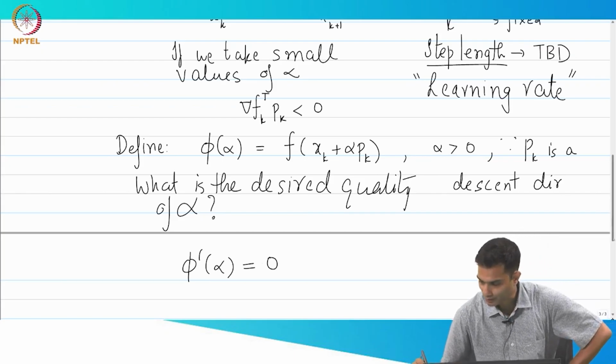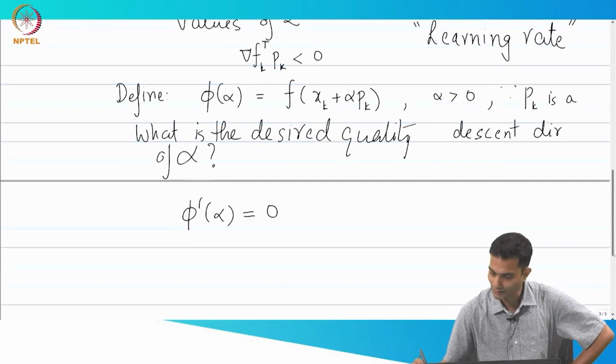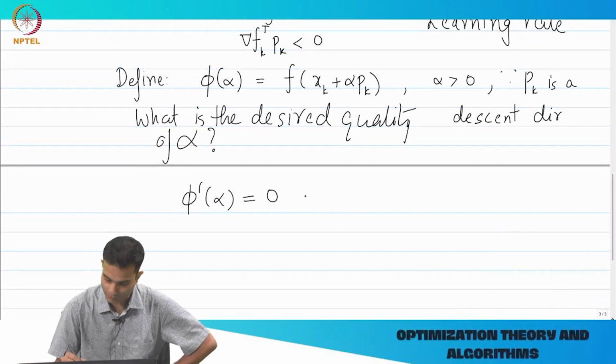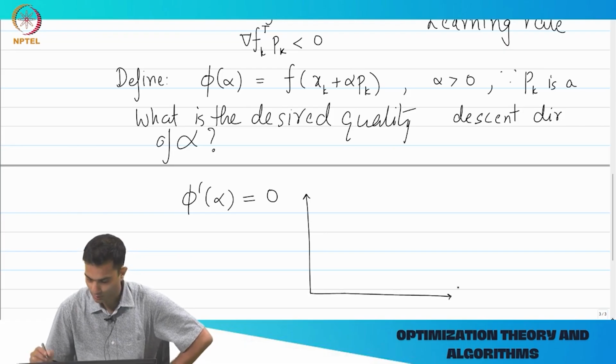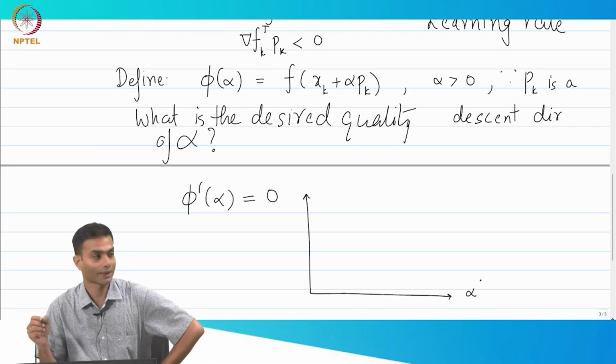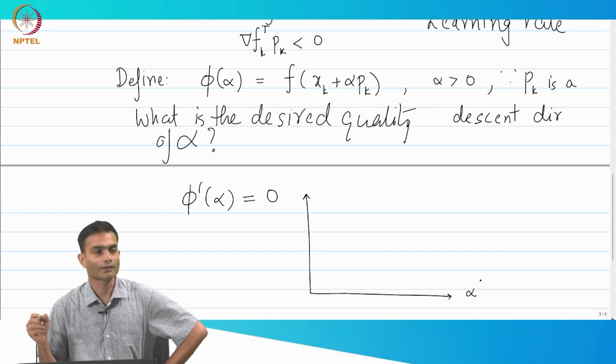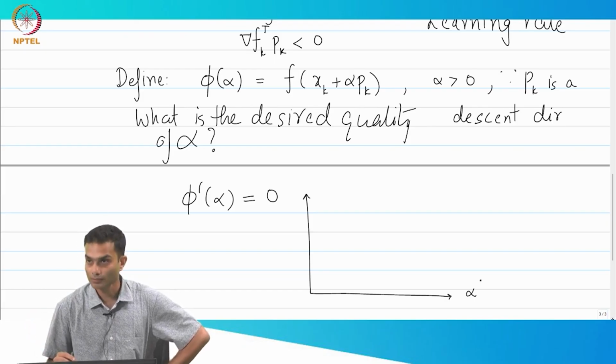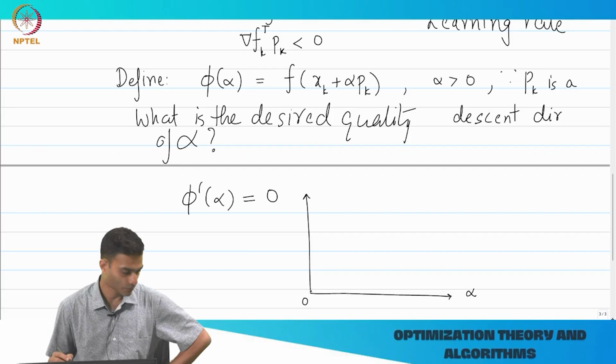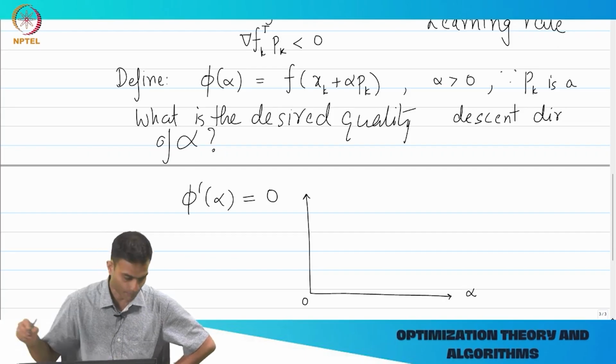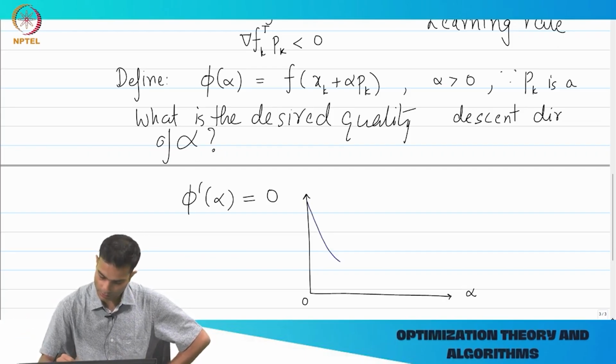This is what we want. So now let's go a little bit deeper. I'm going to plot alpha on the x-axis, and I need to start only at 0 because alpha should be greater than 0. Okay. Now let us say that my function looks something like this.